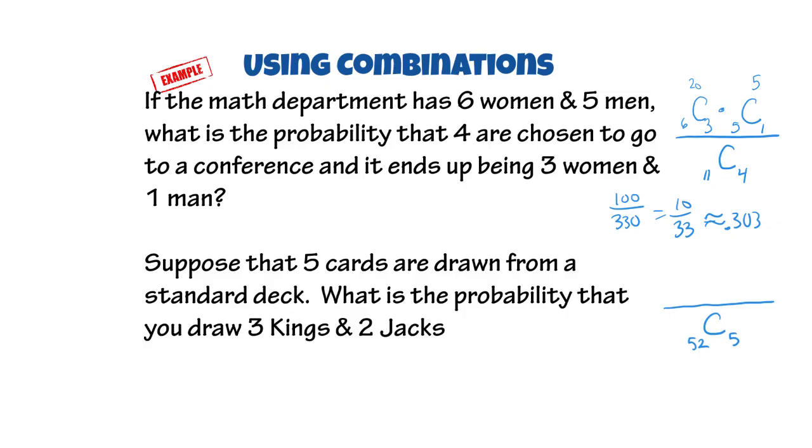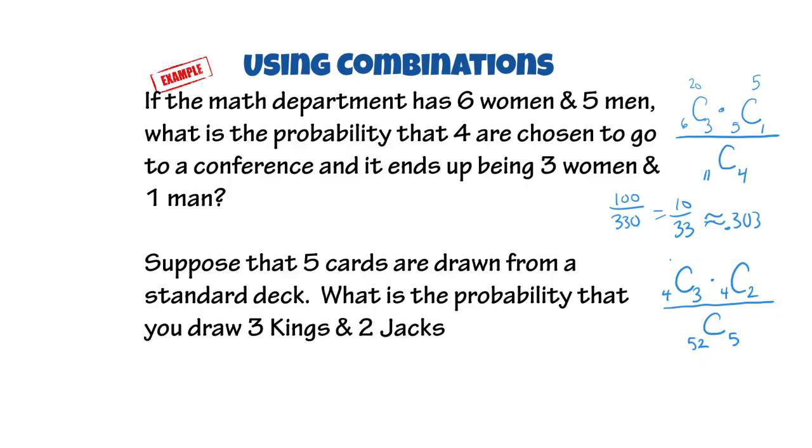And then the way I want this to play out for a success, let's start with the kings. A success would be to get 3 kings. Well, how many kings are there? 4. And I want to get 3 of them. And I also have to do the jacks. How many jacks are there? 4. How many of those do I want? 2.